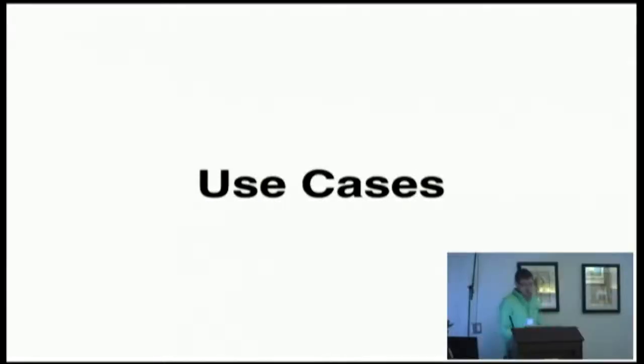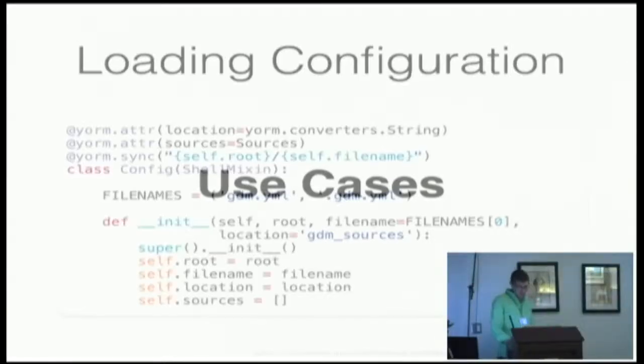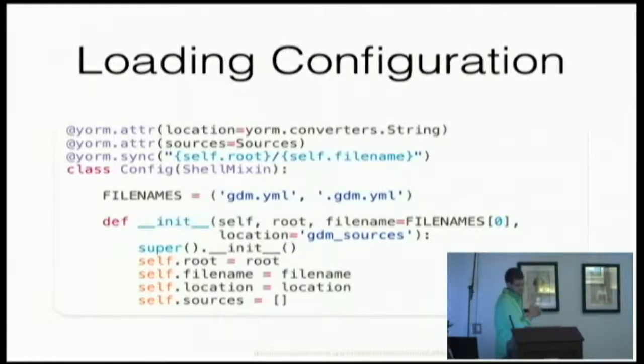I've been using YORM in a few of my own projects for a while now. The first example is a git submodules replacement, which relies on a read-only configuration file to call out a list of source dependencies that themselves may have source dependencies. So this shows an example of defining your own custom types, like sources, which is a list of source dependencies.